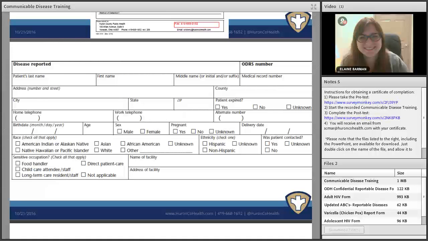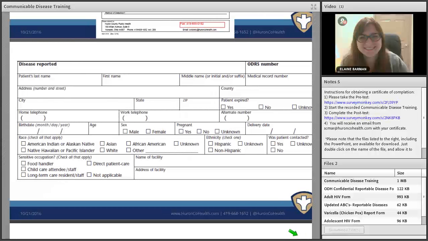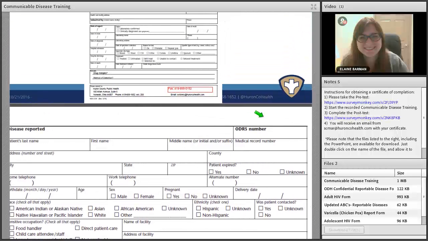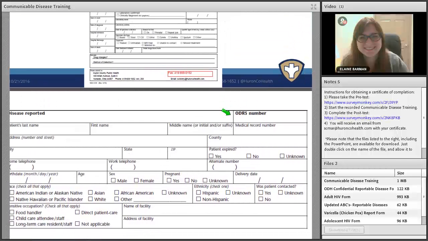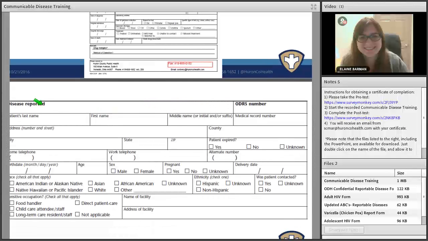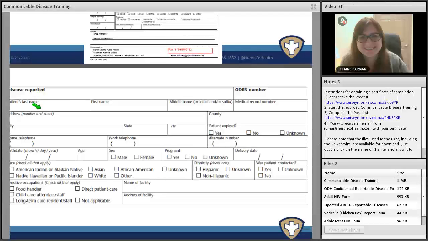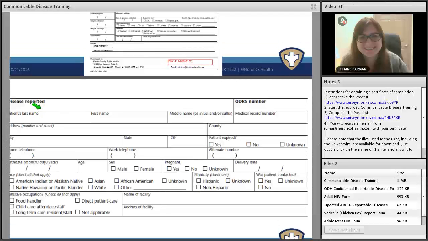So this is the top part of the form. So you can see here, in the top line, you're going to want to put in the disease that you are reporting. What you are reporting needs to be in that top line, right there. Okay, and then the ODRS number you don't need to worry about, because that is something that we fill out. It's a state number that's given to each case.